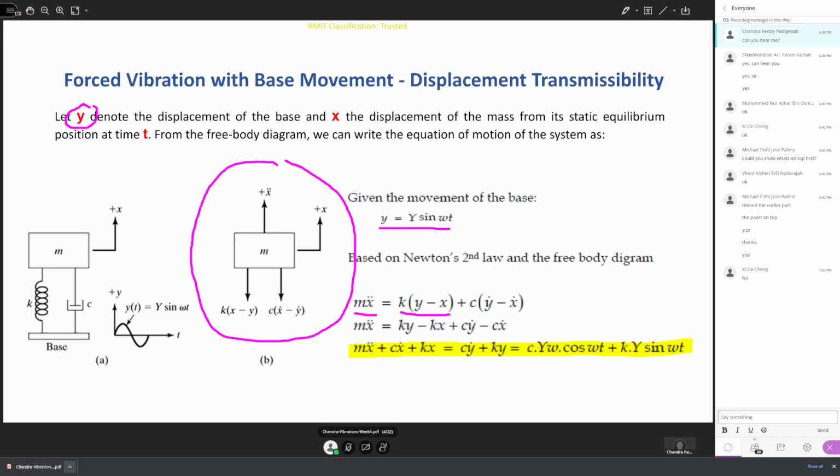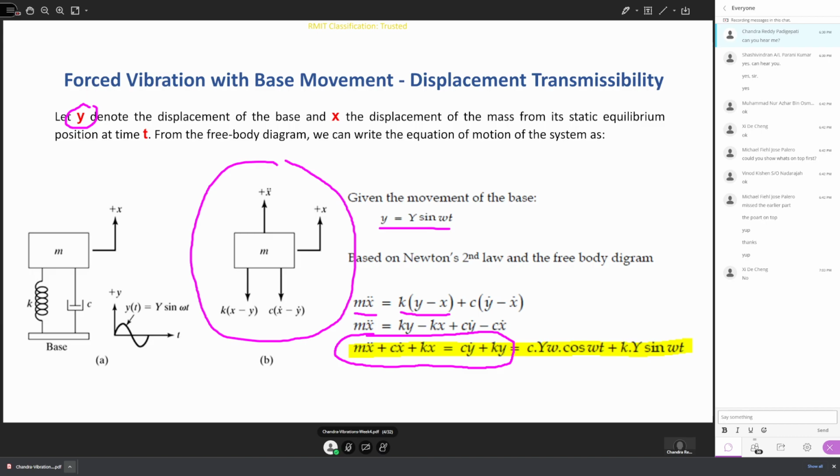So that is the change in velocity. Now you can elaborate this: multiply k with y, ky minus kx plus c into y dot minus c into x dot. So we can rearrange these terms. You bring your c x dot to the other side, then kx to the other side. So you will get the equation of motion like this. Okay, m x double dot, where x double dot is the acceleration, plus c x dot, where x dot is the velocity, plus kx. So kx is the spring force, x is the displacement of the mass.